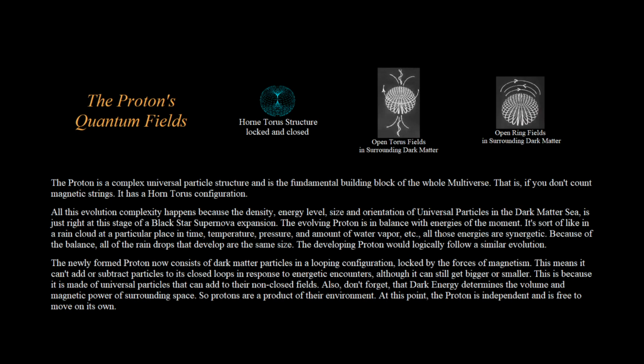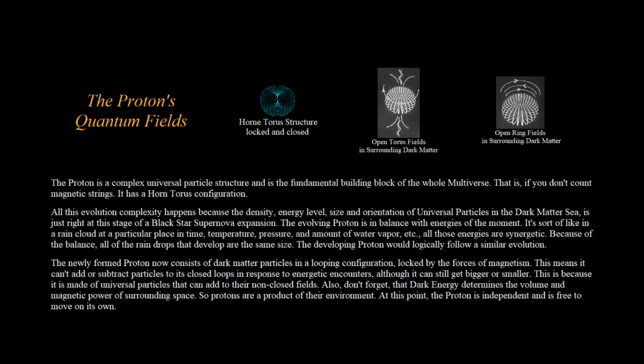The proton is a complex universal particle structure and is the fundamental building block of the whole multiverse. That is, if you don't count magnetic strings. It has a horn torus configuration. All this evolution complexity happens because the density, energy level, size, and orientation of universal particles in the dark matter sea is just right at this stage of a black star supernova expansion.